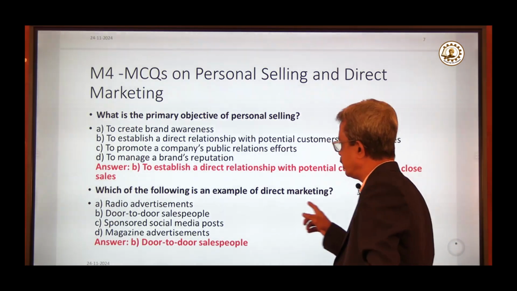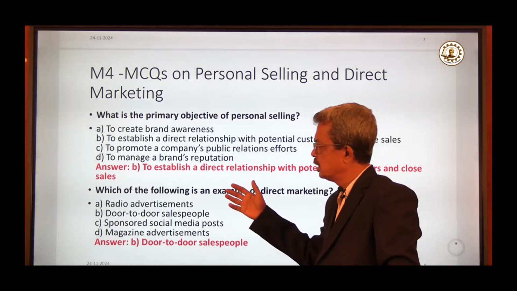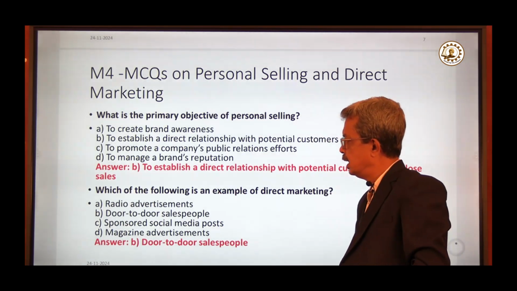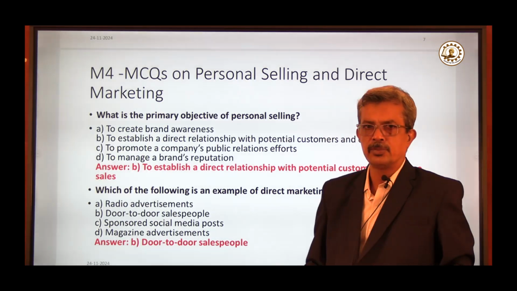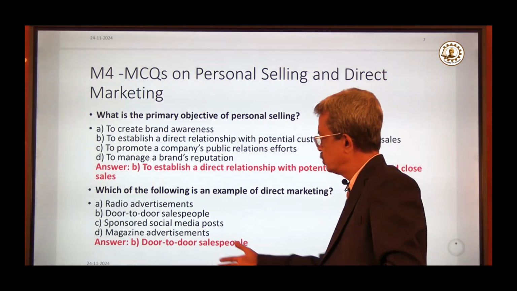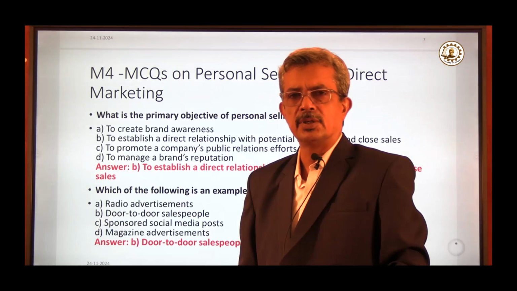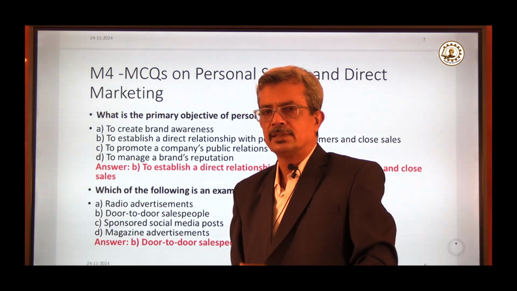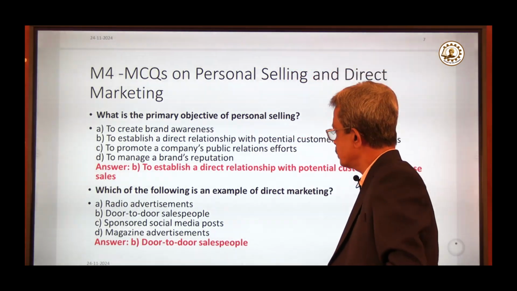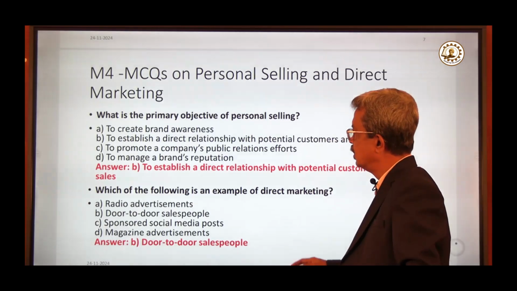Which of the following is an example of direct marketing? Possible options: radio advertisements, door-to-door sales, newspapers, sponsored social media, and magazine advertisements. It's very common sense. Direct marketing is nothing but when you knock on the door, and you can give an example. Door-to-door salespeople, you can give a number of examples. One of the best examples is Eureka Forbes, the people who sell Aquaguards, water purifiers. That is the best example of door-to-door marketing, where you directly reach the end consumer.